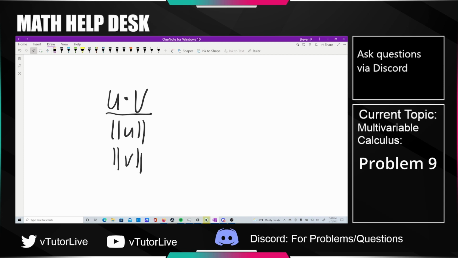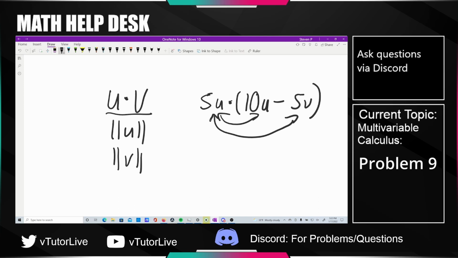Because, okay, so remember, I'm going to choose a slightly different problem, just one of my own invention, like 5u dotted with, I don't know, 10u minus 5v, right? We said yesterday that the dot product is distributive. So we're allowed to simplify this a little bit by writing this as, I guess, 50 u dotted with u minus 25 u dotted with v.